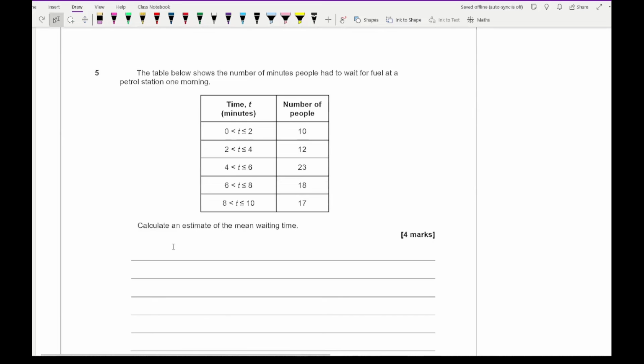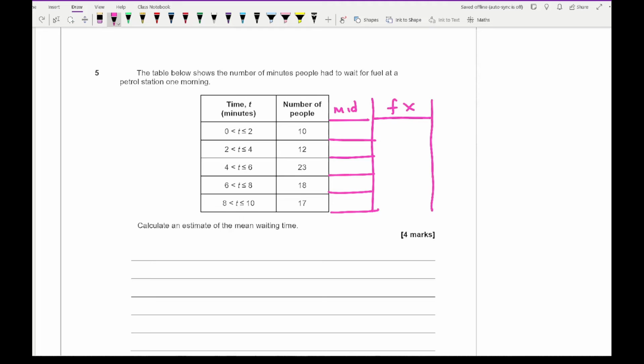Moving on to our last question, it says the table below shows the number of minutes people had to wait for fuel at a petrol station one morning. And it says calculate an estimate for the mean waiting time. So for this, what we need to do is create a few additional columns. So here we've got midpoint. Typically, sometimes this column would already be drawn for you, or you'd have a few blank columns, but for this, we just need to do that ourselves. Fortunately, you're not going to get any marks for simply drawing the columns, but you do get marks for working out the values.